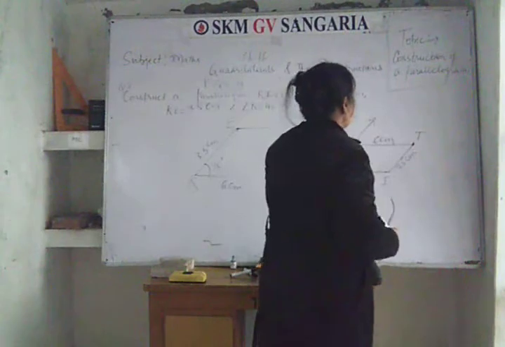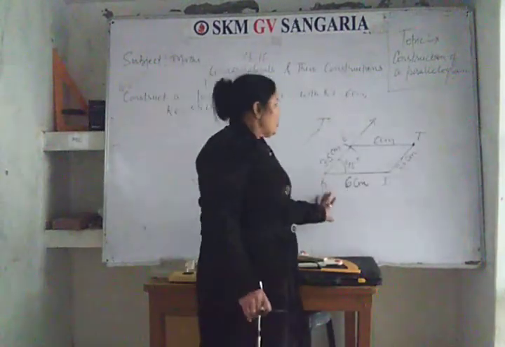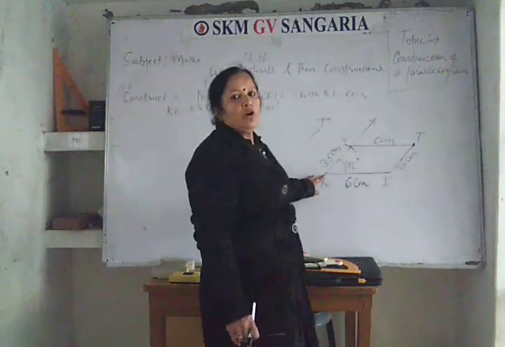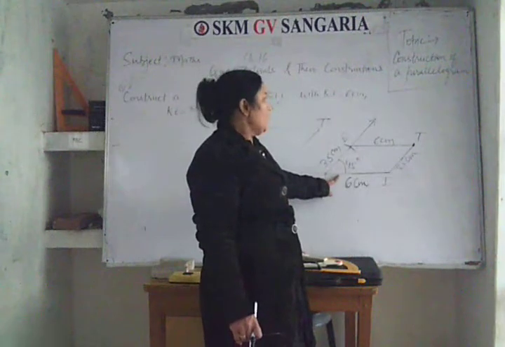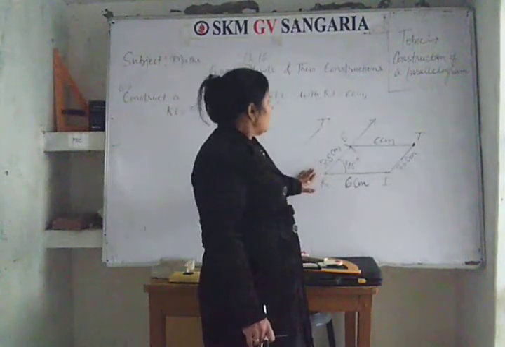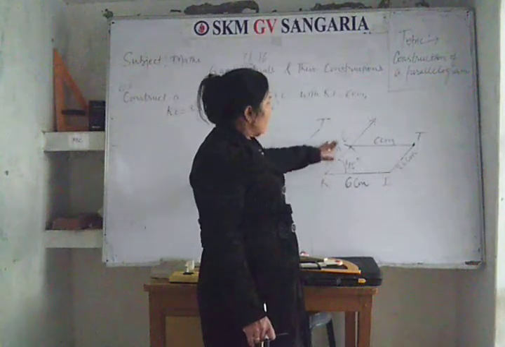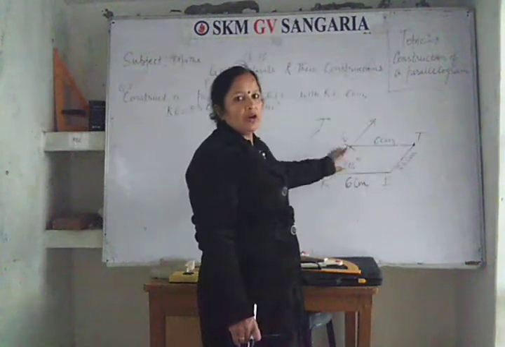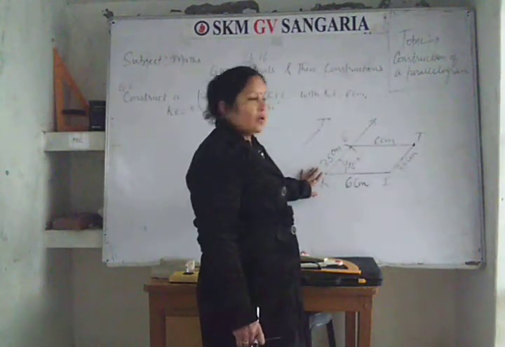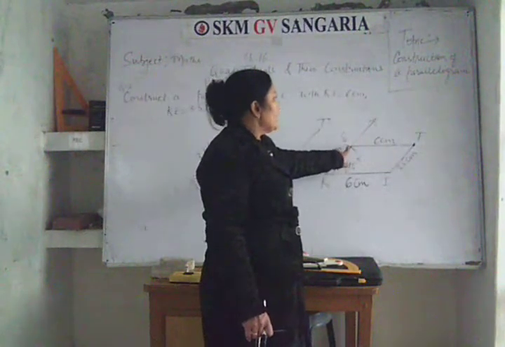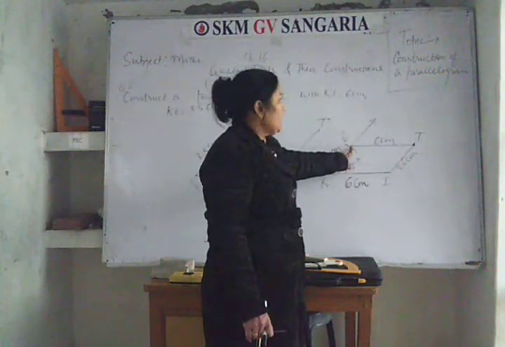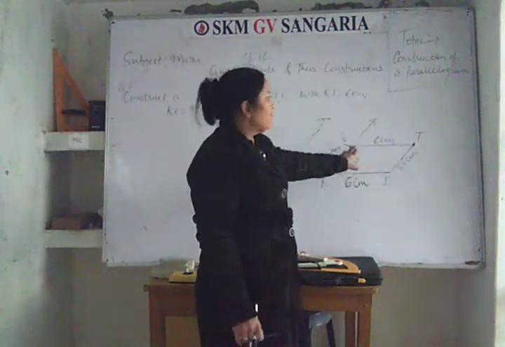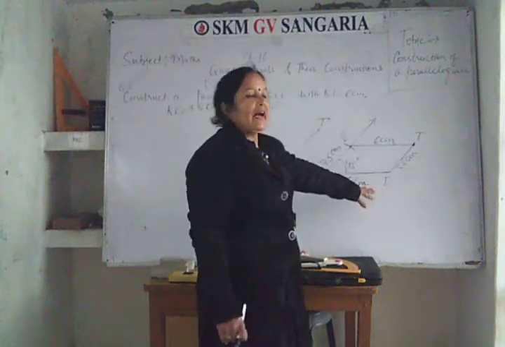You have got, first of all, the steps of construction. You have taken KI equal to 6 centimeter. Taking K as center, you have drawn an angle 45 degree. Then, you have named that ray KE. Then, taking K as center, swing an arc of measure 3.5 centimeter. Let it intersect at KE. Then, from E, you will draw a line of measure 6 centimeter, which is equal and parallel to KI.